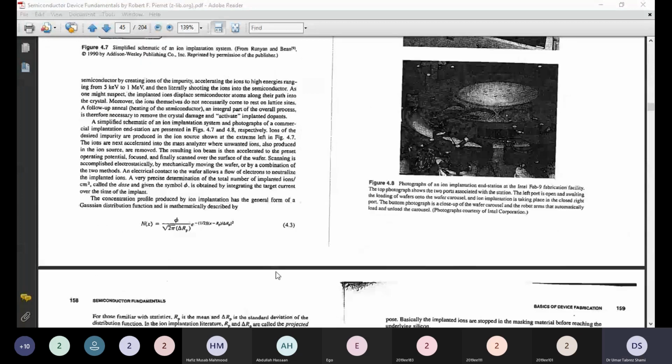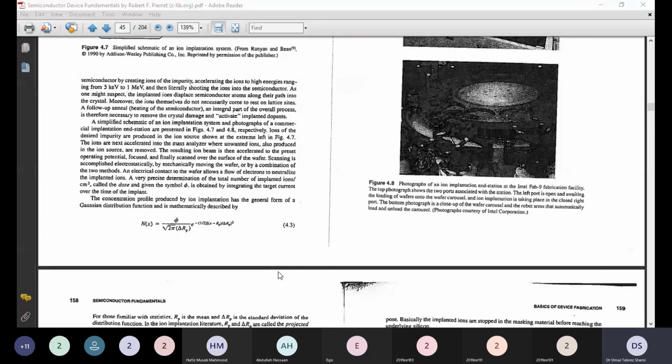A simplified schematic of an ion implantation system and a photograph of a commercial implanter end station are presented in figures 4.7 and 4.8. Ions of the desired impurity are produced in the ion source shown at the extreme left in figure 4.7. The ions are next accelerated into the mass analyzer, where unwanted ions also produced in the ion source are removed.